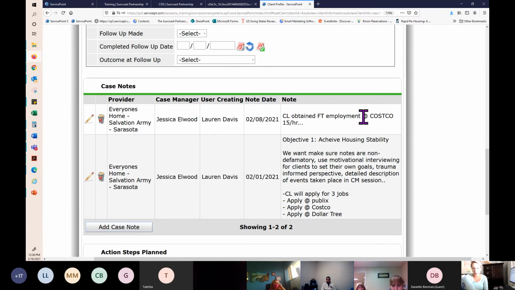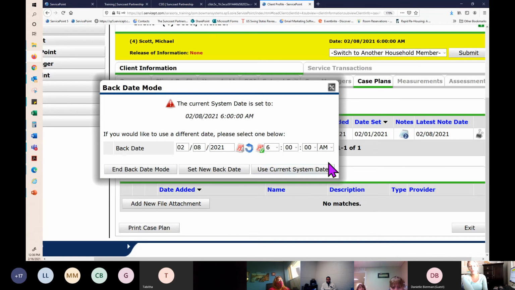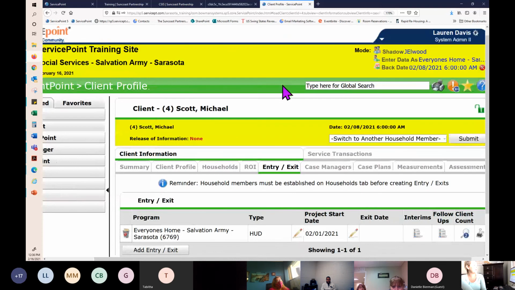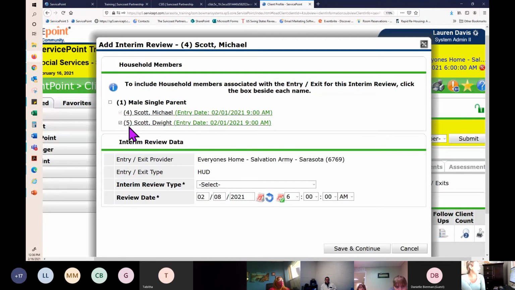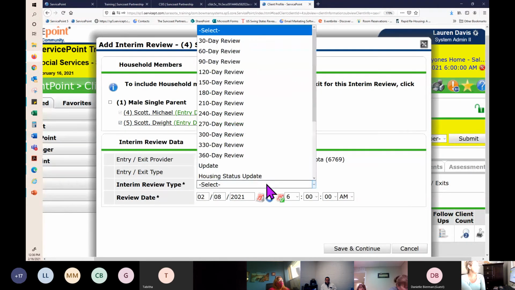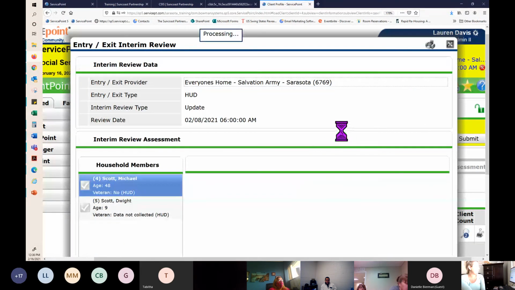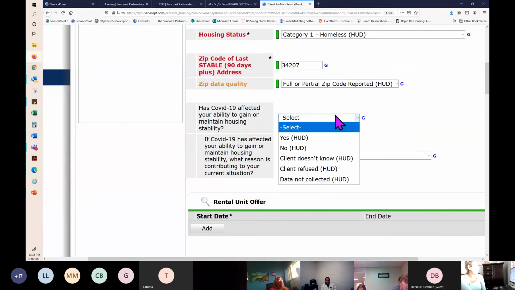The client is no longer on unemployment. They have increased their income. So we need to show the system that. We do that in an interim. And again, this is in your step-by-step guide, so you will have this to reference at a later date. We're going to add an interim, just an update, and reflect the client's increase of income. We're going to scroll. Any questions that appear here?